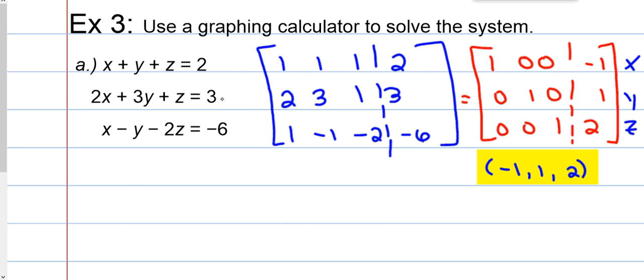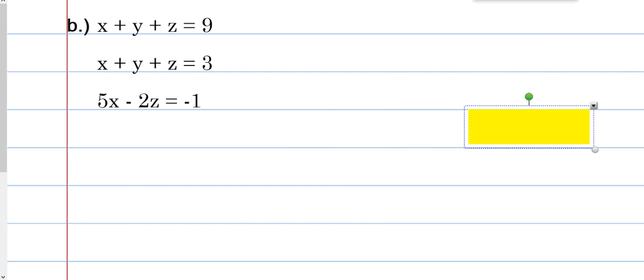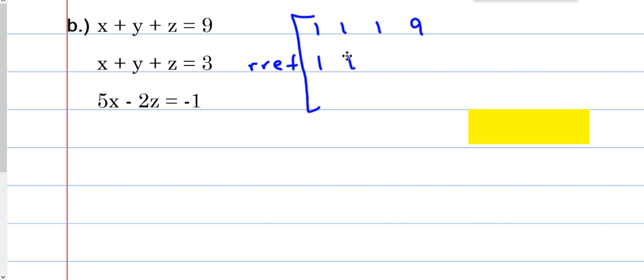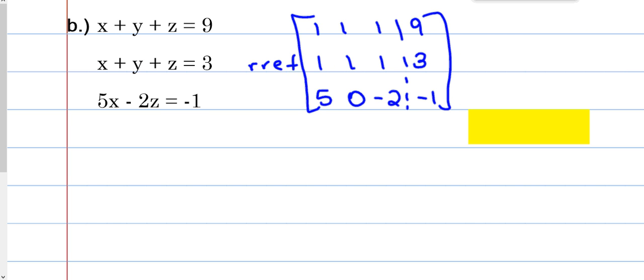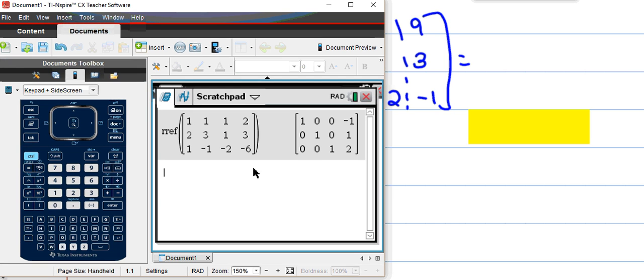When you write this, you may want to put RREF because this is what you're putting in your calculator. All right, let's look at another one. B. I'm going to write down RREF. Everything looks to be in order. Write down my augmented matrix: 1, 1, 1, 9, 1, 1, 1, 3, 5. There is no y, so I'm going to put 0, negative 2, and negative 1. Put my dotted line there.